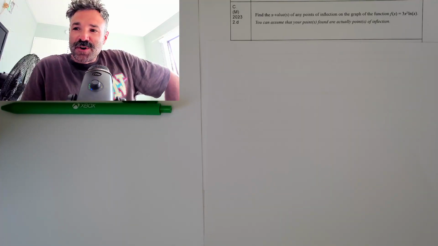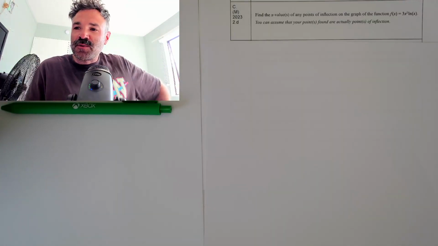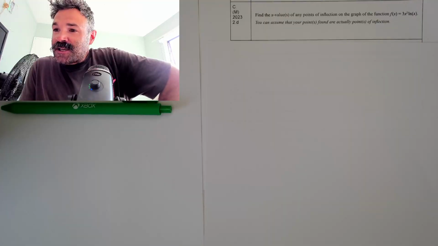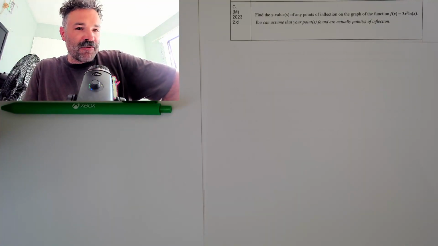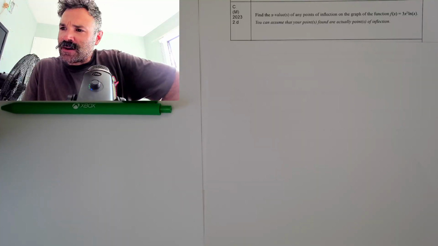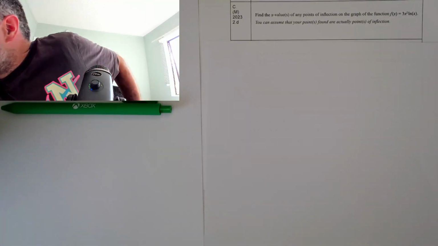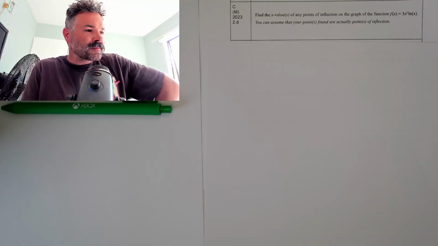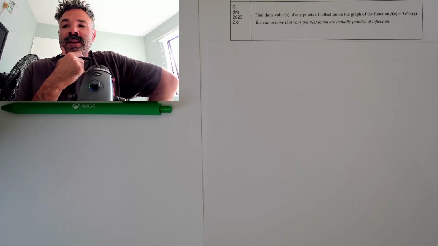Alright, hey everyone, we're going to go through question 2D of the 2023 differentiation exam. It asks us to find the x value or x values of any points of inflection on the graph of the function f of x equals 3x squared ln of x. Pretty straightforward, I'd say.